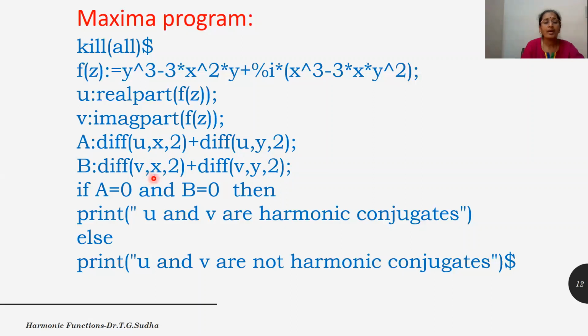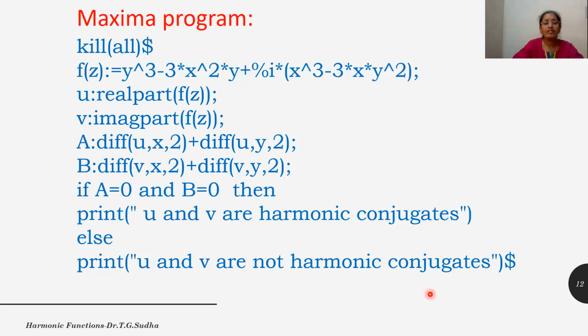This is the second order partial derivative of v with respect to x, and this is the second order partial derivative of v with respect to y. So this is the Laplacian of v. It is stored under capital B. So if the Laplacian is equal to 0, that is if a is equal to 0 and b is equal to 0, then u and v are harmonic conjugates, else u and v are not harmonic conjugates.